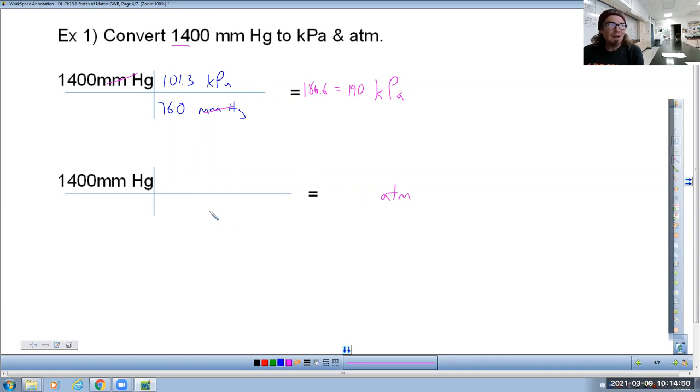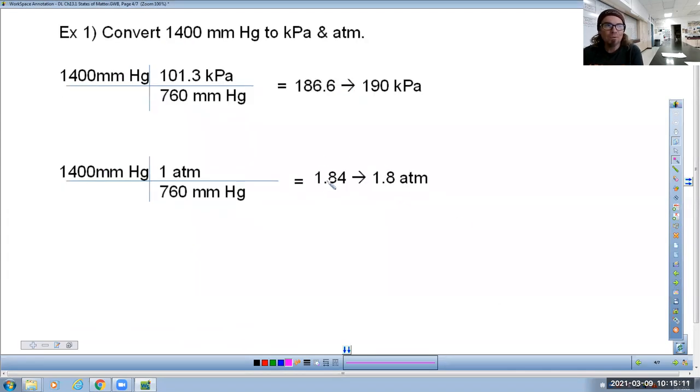Likewise, if you would like to get out of millimeters of mercury and get into atmospheres, one standard atmosphere is 760 millimeters of mercury. And now you have successfully gotten out of one unit and into the other. We do the division and the calculator tells us 1.84, which of course with 2 significant digits, we'll round to 1.8.